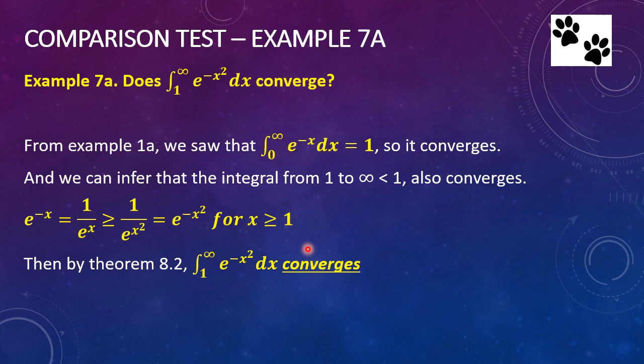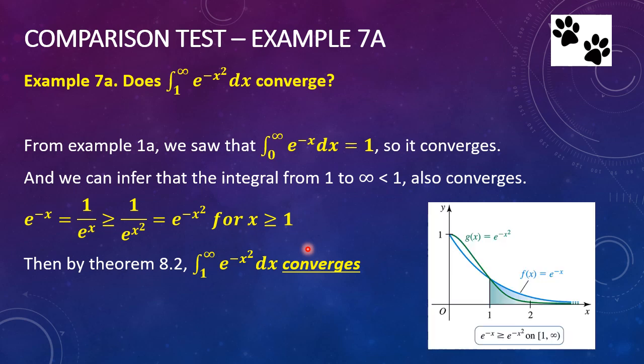Thereby, we can say that using theorem 2, since e to the negative x converges, then e to the negative x squared over that same interval is going to converge. And here you can see the graphs of both e to the negative x squared in green and e to the negative x in blue. Right at 1, they meet. Had we tried to do this from 0 to infinity, it would have been much more difficult because the functions aren't in the same relationship, larger and smaller, over that entire interval. But from 1 to infinity, they indeed are.